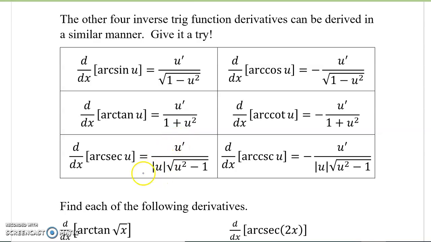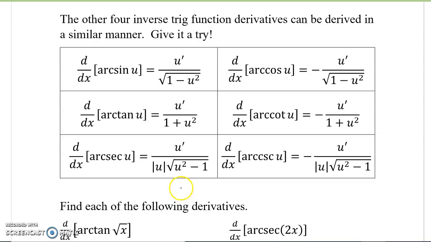And then there's also this extra little factor of u inside the absolute value bars for the arcsecant and arccosecant. The absolute value is there simply to make sure that we're in the right quadrant. It's just how it works out based on the domain restrictions of the inverse trig functions. So a few things to memorize for sure, but a lot of similarities there too. If you can follow those patterns, then it maybe won't be so bad.